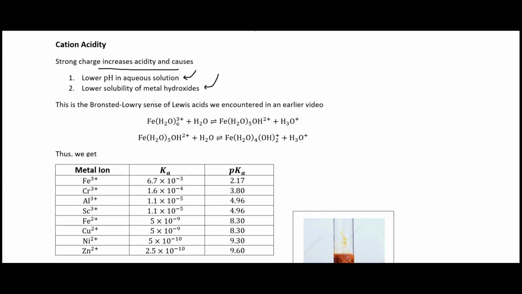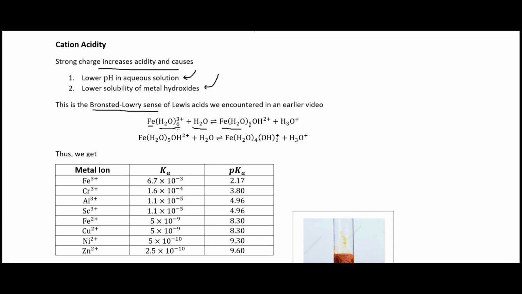And so if we remember from a previous video, we have this Bronsted-Lowry sense of Lewis acids. And so we have the iron here in this case, which is solvated by these waters. Then this water comes in and actually takes a hydrogen ion from one of those waters surrounding it. And so we end up with this FeH2O.